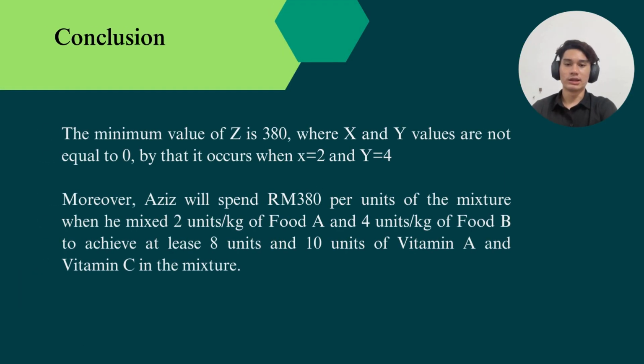So based on our linear programming analysis, the minimum cost represented by z is 380 ringgit. This occurs when 2 units of food A and 4 units of food B are combined. Importantly, both values of x and y are not zero, meaning that both types are essential in achieving the nutritional requirements. So with this combination, Aziz is able to meet at least 8 units of vitamin A and 10 units of vitamin C to fulfill the dietary constraints.